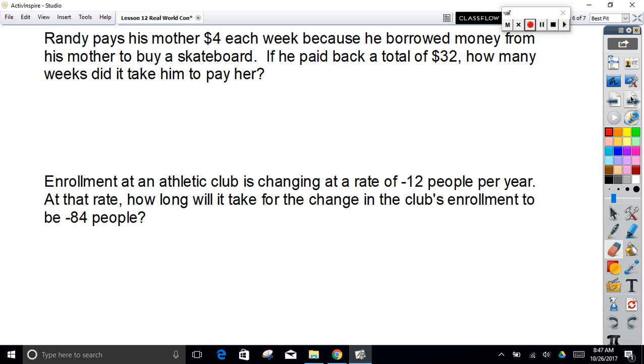Let's look at the next one. Randy pays his mother $4 each week because he borrowed money from his mother to buy a skateboard. If he paid back a total of $32, how many weeks did it take him to pay her? Devin? 8 weeks. 8 weeks. Okay, what do you do to solve that? 32 divided by 4. Okay, so 32 divided by 4 is 8.